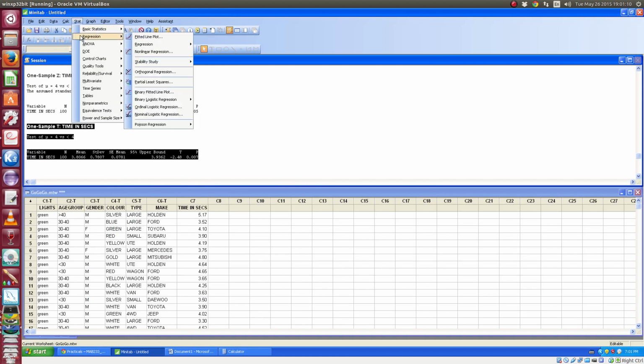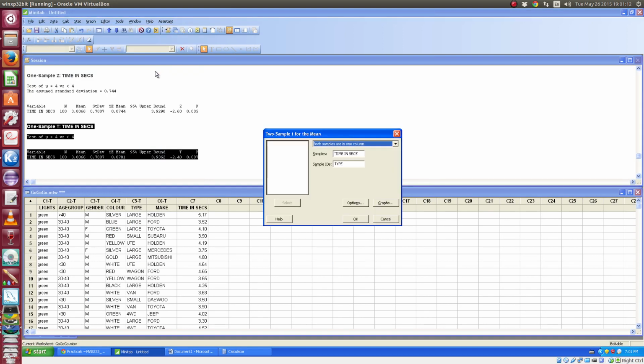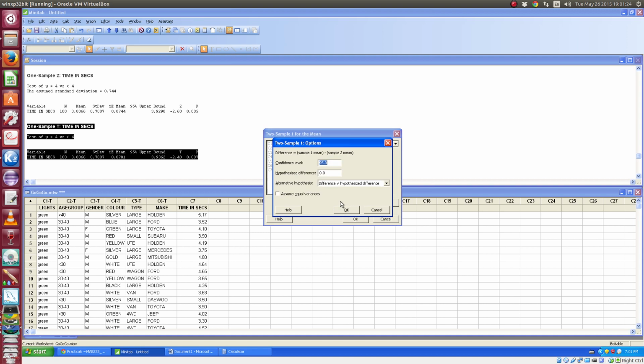So we go to Stat, Basic Statistics, 2-Sample t. In this case, both samples are in the one column. The samples come from time in seconds, and here we're going to split it up based upon gender. We click Options. You'll notice here the assumed equal variances. We're not going to assume that, so we'll leave that unchecked. However, if we were, obviously we would check that box.